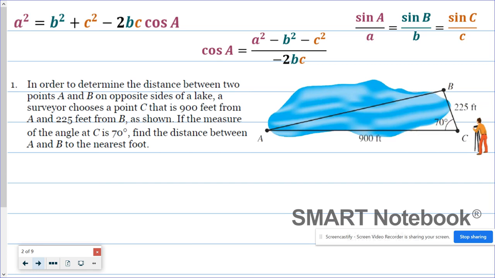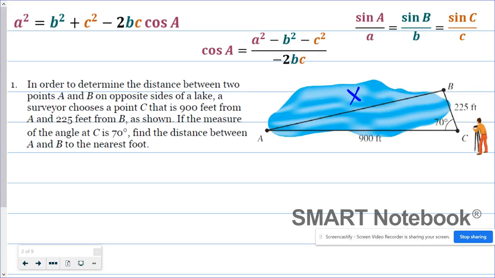So in this problem here, it says in order to determine the distance between 2 points, A and B, on opposite sides of a lake, a surveyor chooses a point C that is 900 feet from A and 225 feet from B as shown. If the measure of the angle at C is 70 degrees, find the distance between A and B to the nearest foot. So I want to ultimately find this distance here, okay? So think about what information we're given.